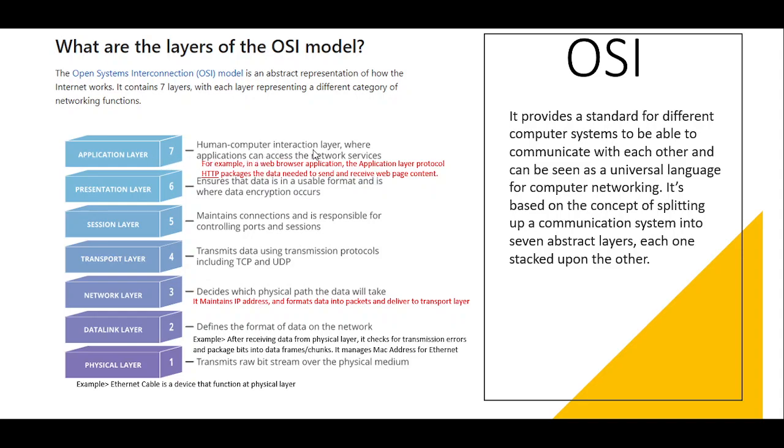It's the human computer interaction layer where applications can access the network services. For example, in a web browser application, the application layer protocol HTTP packages the data needed to send and receive web page content. So when we are going to use integration where we will communicate with another system using HTTP, then we will make use of this application layer.